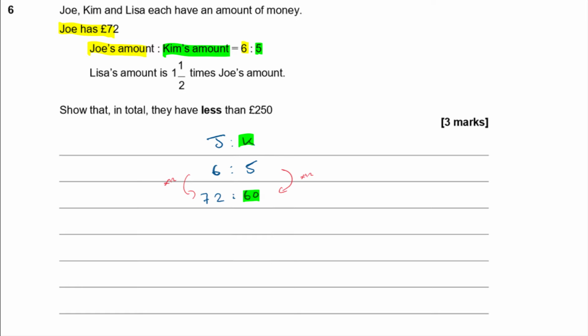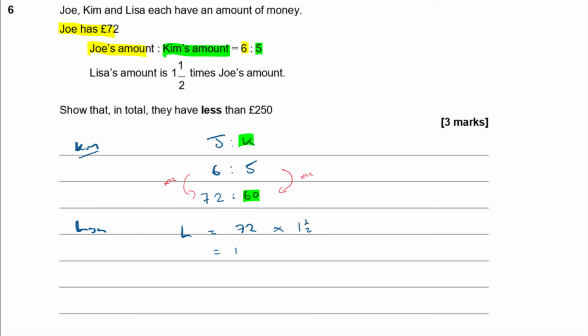Okay, and then Lisa's amount is 1.5 times Joe's amount. So what is Lisa's amount then? So this was for Kim, and now we're on to Lisa. So Lisa is going to be Joe's amount, which is 72, times 1.5, isn't it? Okay, so 1.5 lots of 72, you could type it into the calculator, but it's just 1 lot of 72 plus half of 72. So half of 72 is 36. Add it on to 72, that's 108 then, isn't it?